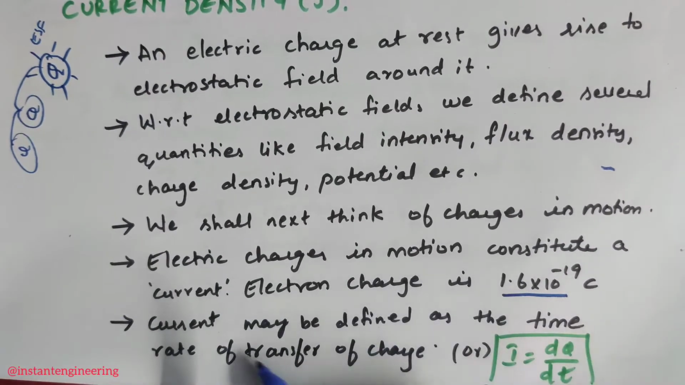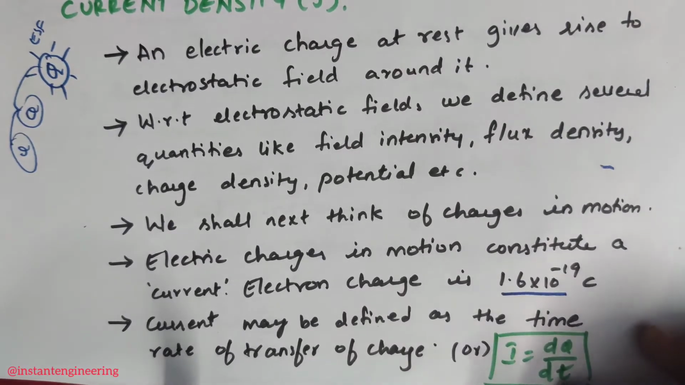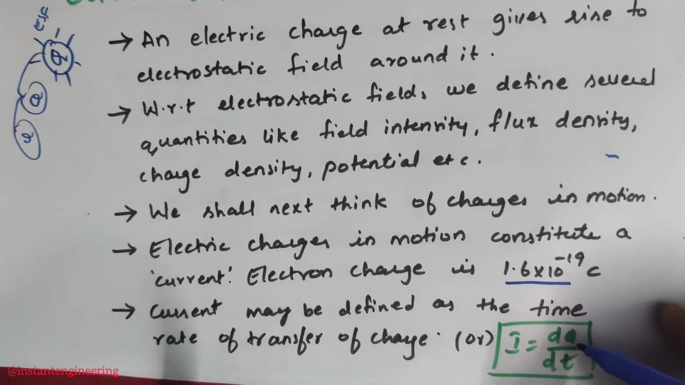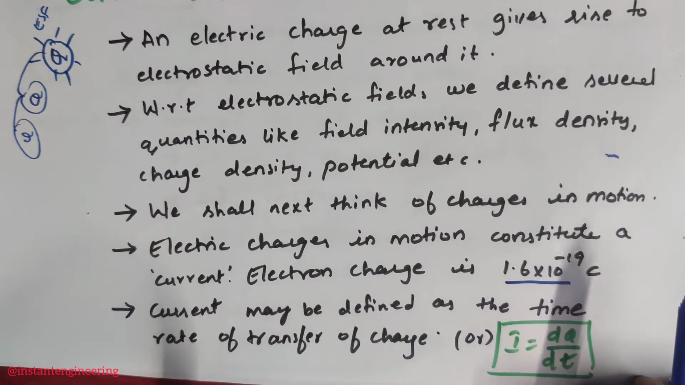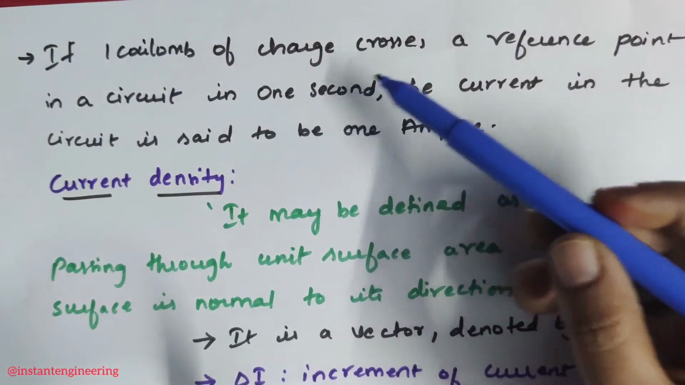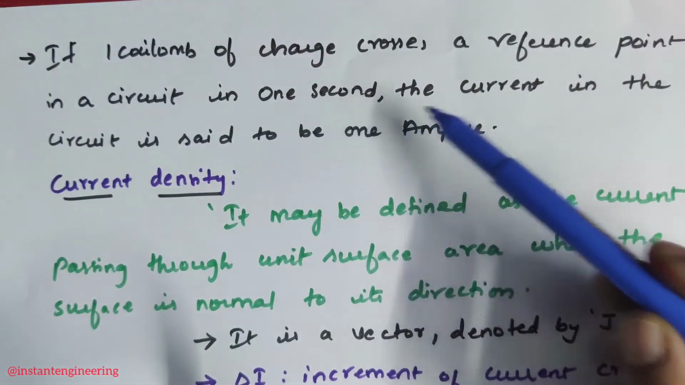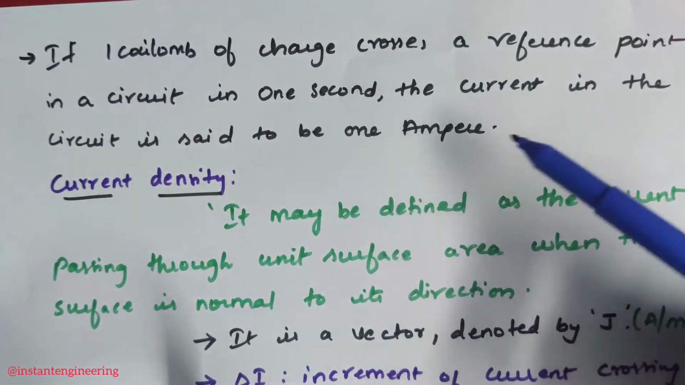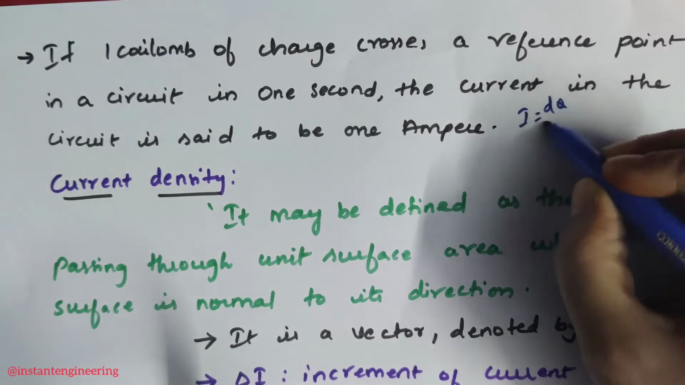Now, this current may be defined as the time rate of transfer of charge, that is dq by dt. With respect to time, if the charge is moving, that is nothing but current. If 1 coulomb of charge crosses a reference point in a circuit in 1 second, the current in the circuit is said to be 1 ampere. I is nothing but dq by dt.